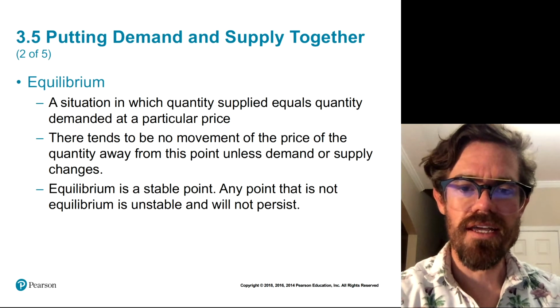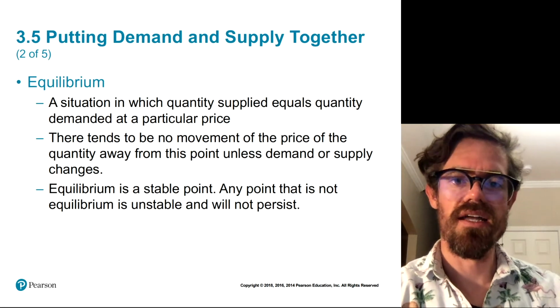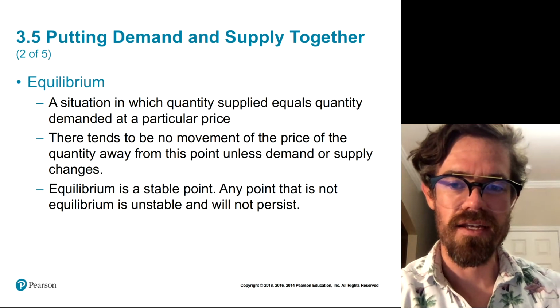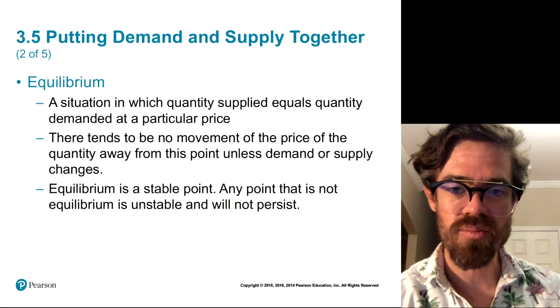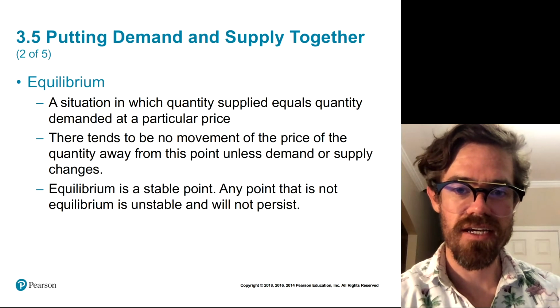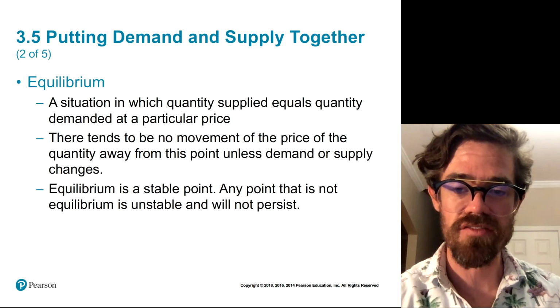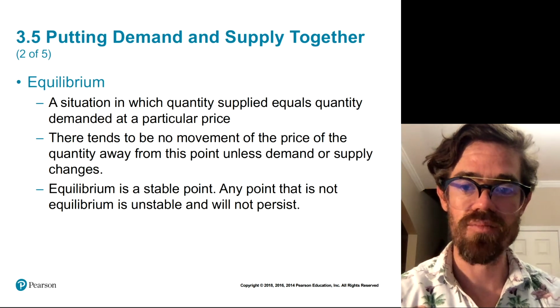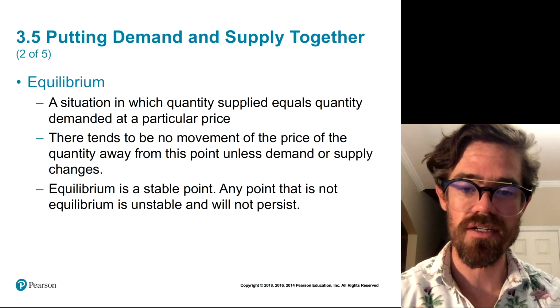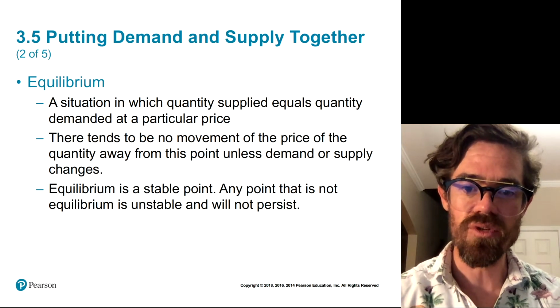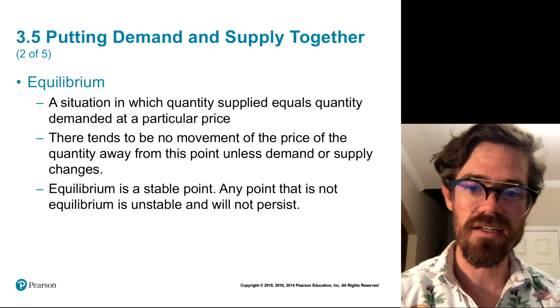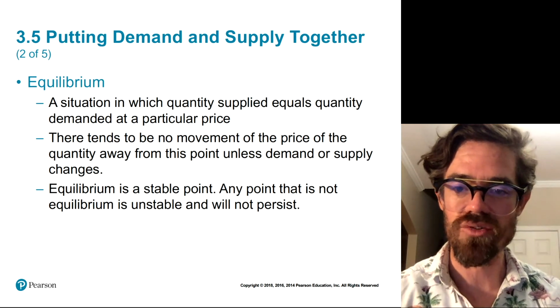All right, so again, equilibrium is just when quantity supplied exactly equals quantity demanded, and that only happens at one particular price. And like I said, there tends to be no movement of the price away from this, unless, of course, something changes, right? If demand or supply changes or shifts, in other words, then price will potentially change, so will quantity. But again, equilibrium is a stable point. Any point that's not an equilibrium is unstable and will not generally last very long. It won't persist.